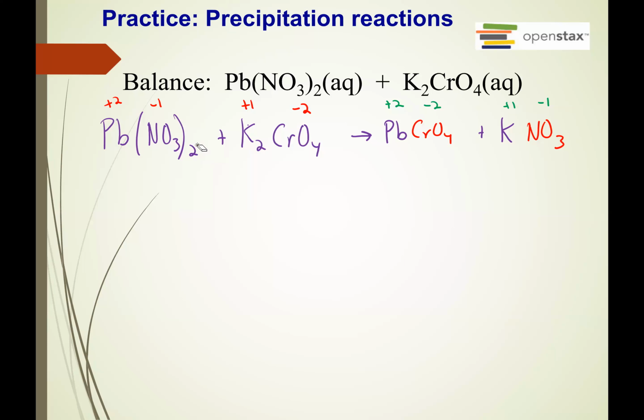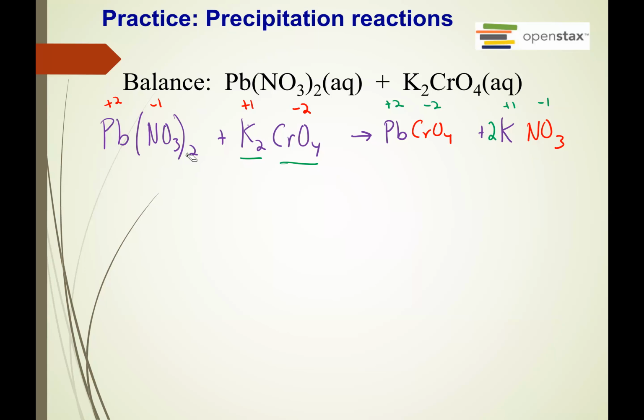Is our reaction balanced? We have 1 PB, 1 PB. That's balanced. 2 nitrates, 1 nitrate. So how do we balance this KNO3? Put a 2 in front of it. Okay. And then we have 2 Ks, 2 Ks, 1 chromate, 1 chromate. It's balanced. So again, if you need to do the long way to balance, you can. That's just the short way that I just did right there. But it's whichever way works best for you.